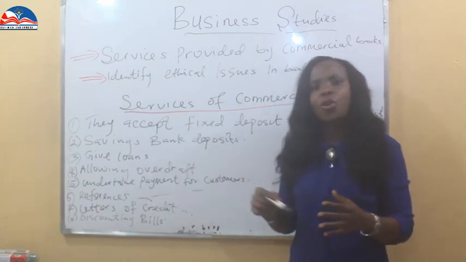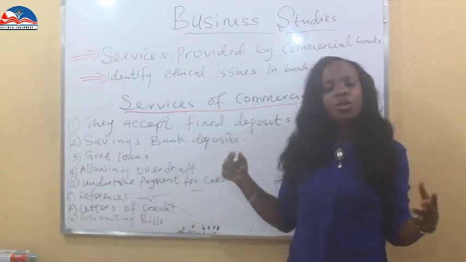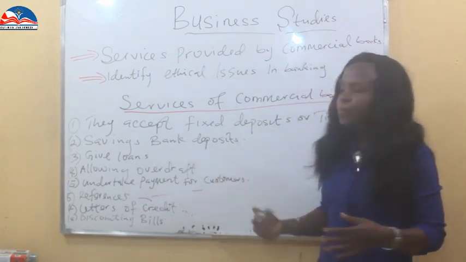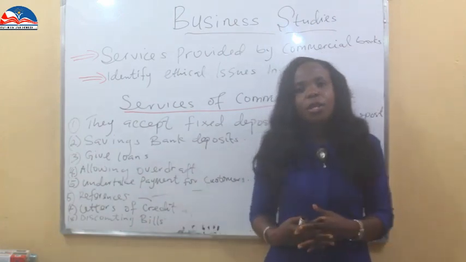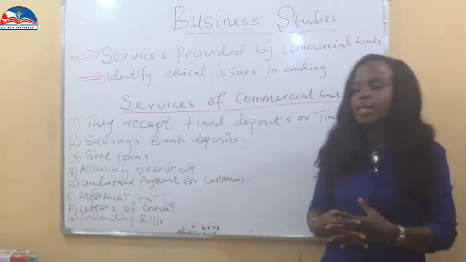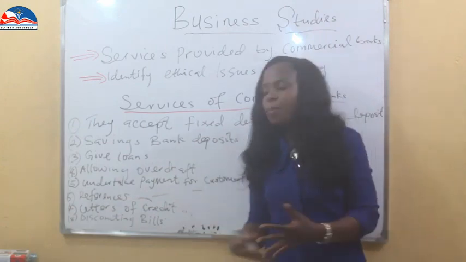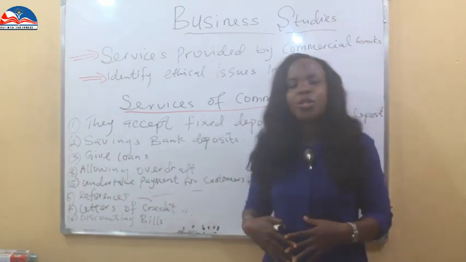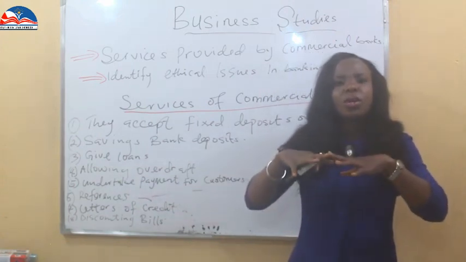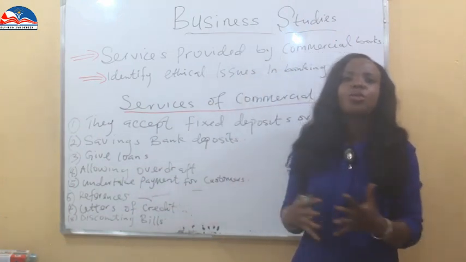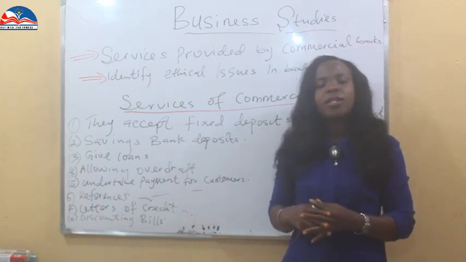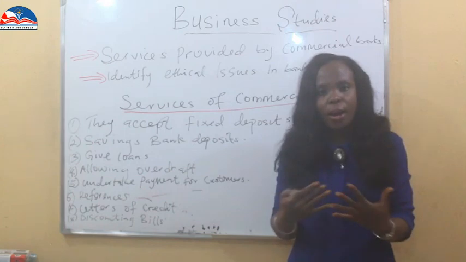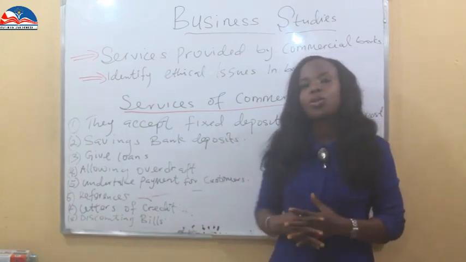They run savings, current, fixed deposit or time deposit accounts for us. They give out loans, they give us overdrafts, they give us letters of credit, they undertake payments on behalf of their customers, they discount bills. That is to say, they do things connected to our financial status. Things that connect to our money and our relationship with the bank. So commercial banks do all this.